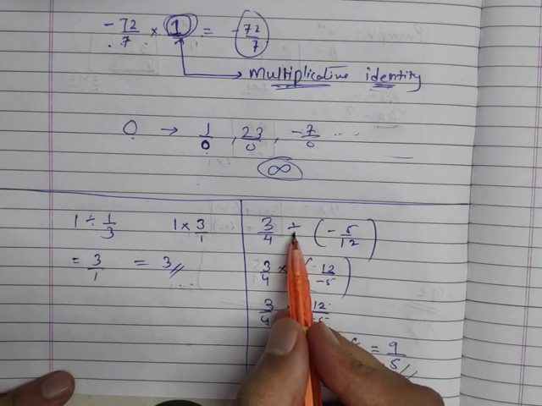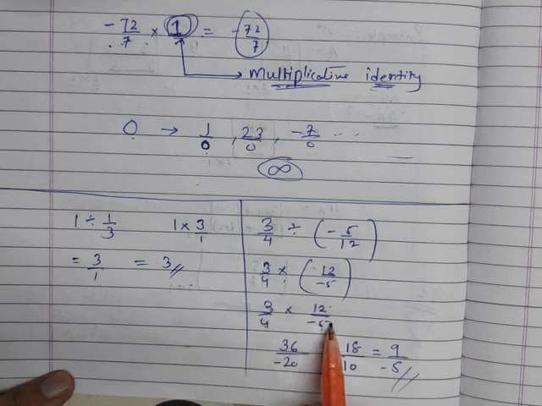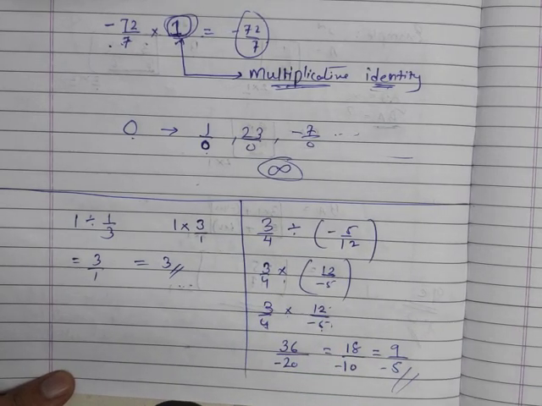Most importantly, note what did I do? Division into multiplication. Then, numerator with numerator, denominator with denominator. Solve and get the answer. Alright. Next.